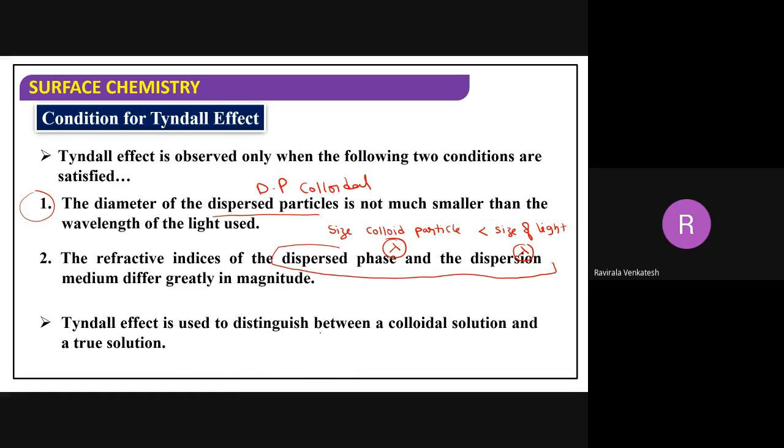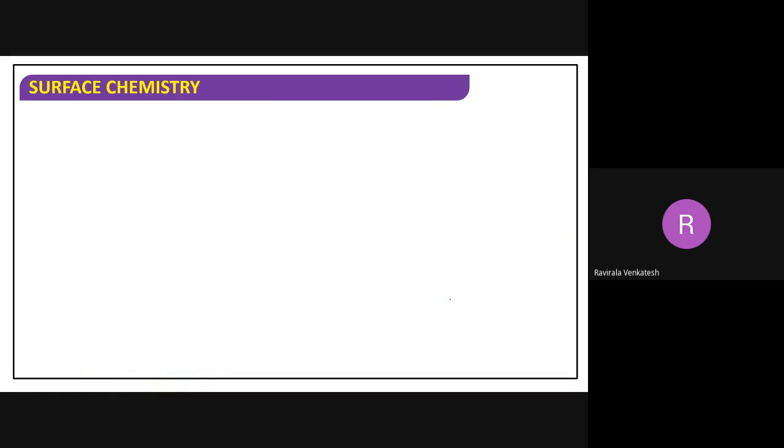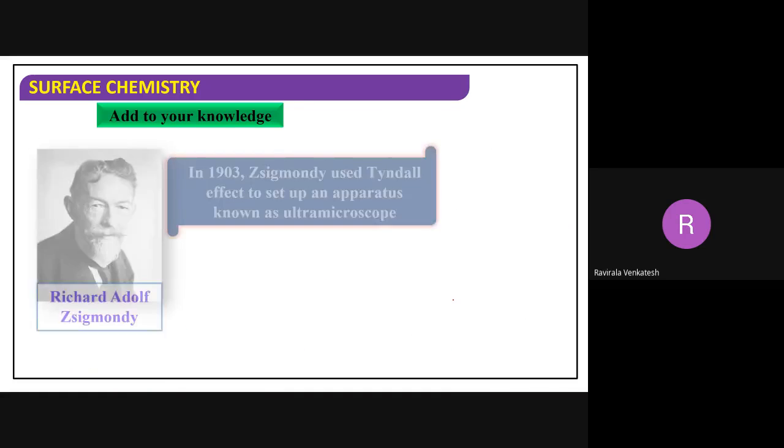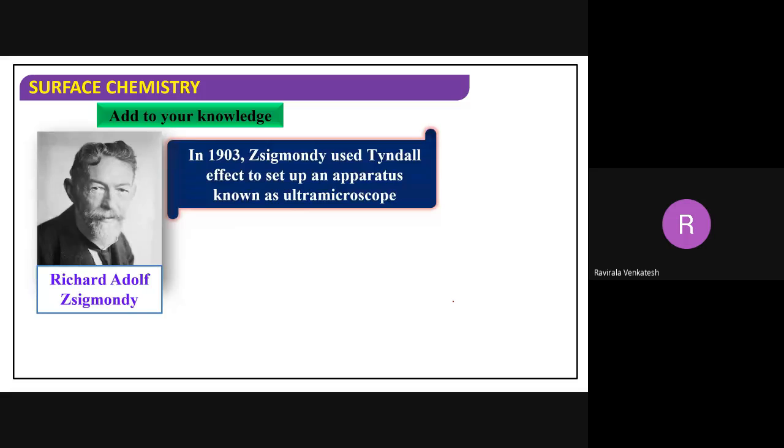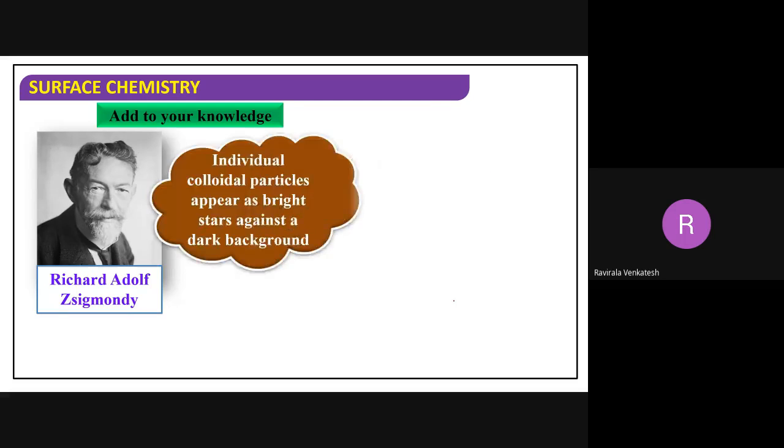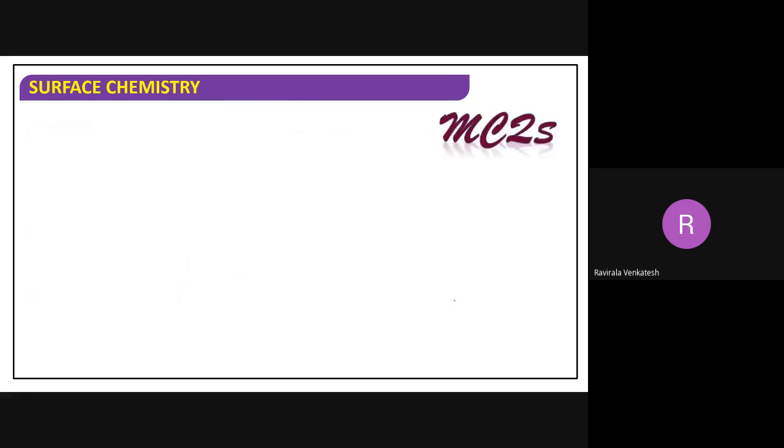Tyndall effect is used to distinguish between the colloidal solution and the true solution. If they are given, true solution and colloidal solution, you can easily distinguish by using the Tyndall effect. The Tyndall effect is not given by the true solution. It is given by the colloidal solution. In this way, you can easily distinguish. And by using an ultramicroscope, we can also get that.